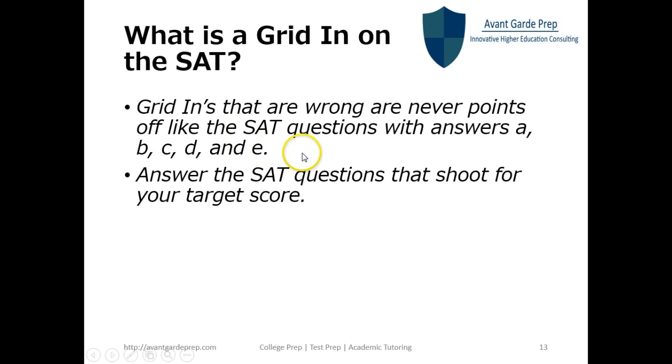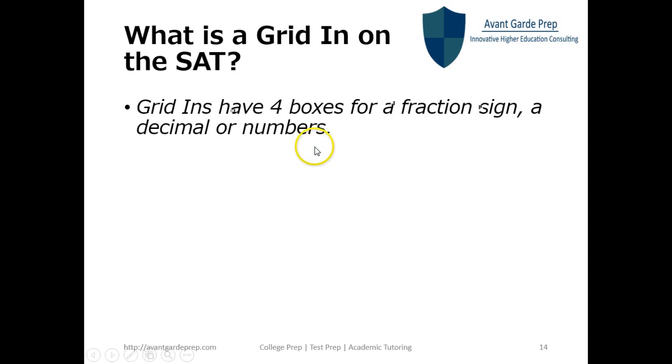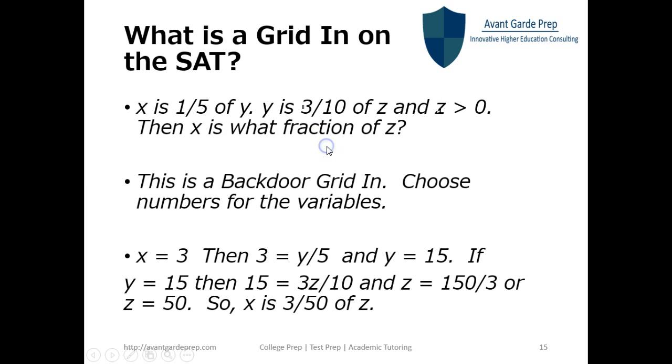But you have to keep in mind that when you do answer these questions, you're using some of your time on the SAT. So remember what Rob said with his basketball example in his video: you want to shoot for a certain score, and you only want to attempt the problems that you know you can get. So grid-ins have 4 boxes, a fraction sign, and decimals and numbers.